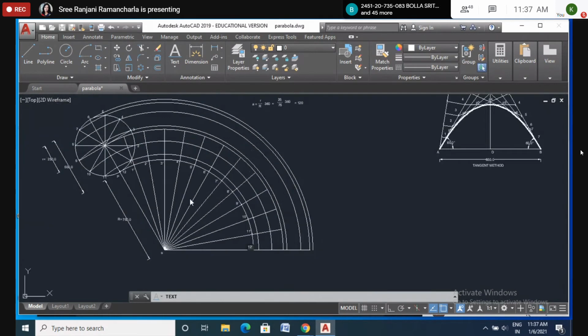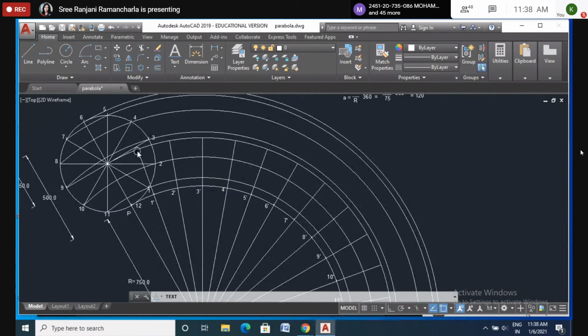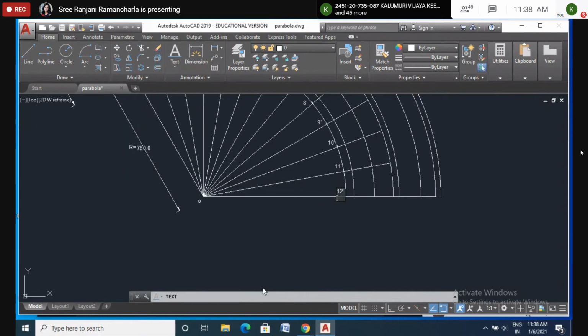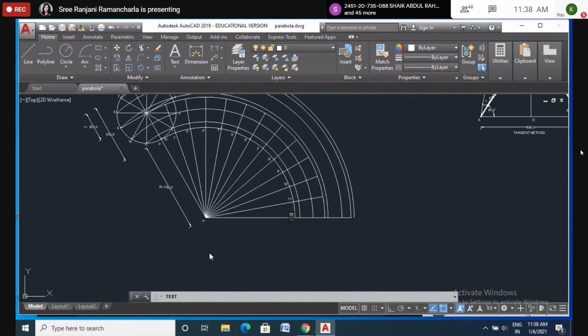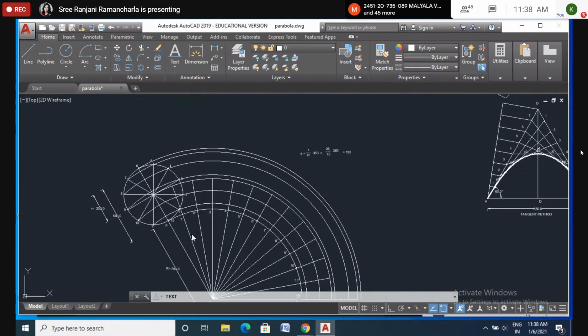So if this is 1 dash, 2 dash, what are these points here? C1, C2, C3. Here I will write C1, C2, C3.